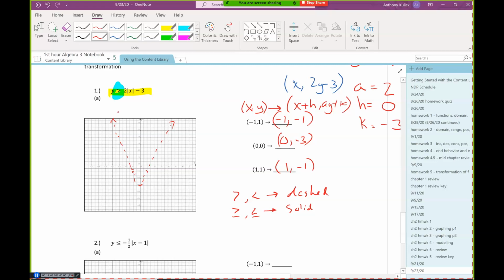Everybody okay there? And then I have to do some shading. If I have a greater than or equal to, I shade above. And if I have a less than or less than or equal to, I shade below. So in this case, I have the greater than symbol, so I'm going to shade above the line. So that means that I'm talking about shading this area in here.